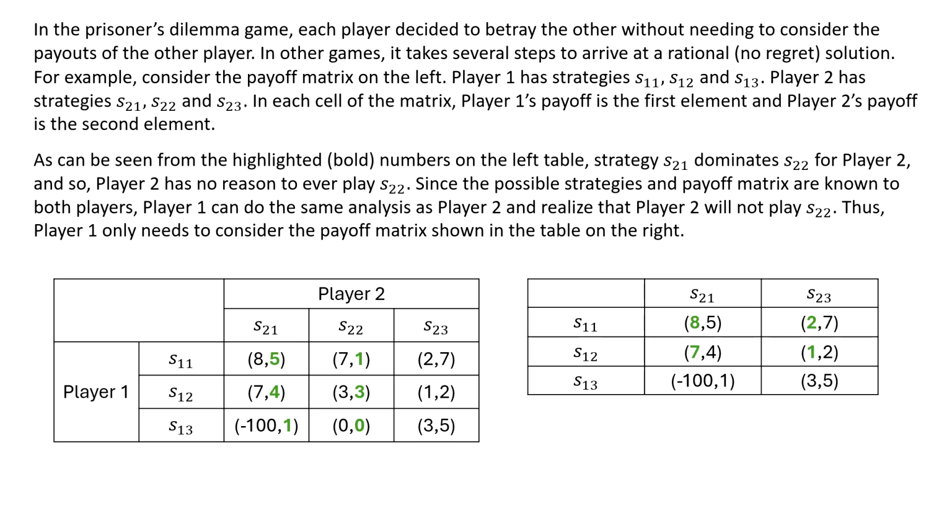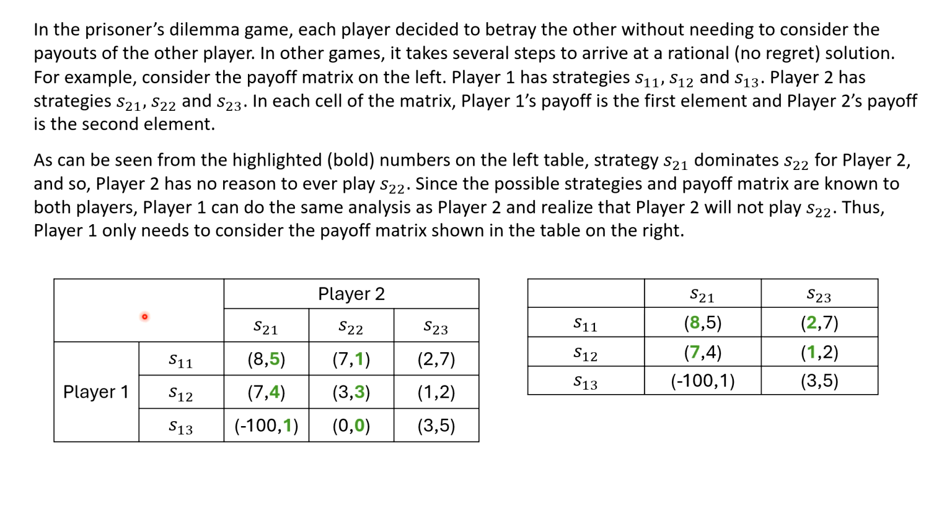In the prisoner's dilemma game from the previous slide, each player was able to decide to betray the other without even looking at the payouts of the other player. They just saw that their payout was greater in each case, so they chose a particular strategy to defect. In other games, it takes several steps to arrive at a rational, no regret solution. And I have an example of this on this page and the next.